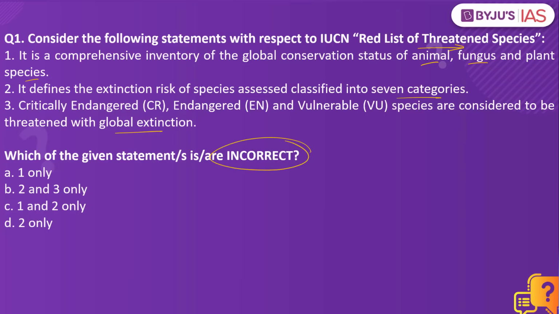Since it is asking for the incorrect statement, the answer to this is D, which means only the second statement is wrong. So what is this IUCN Red List of Threatened Species? This is a repository. This is a registry. It will be an inventory where it will have the global conservation status of plant and animal species. And this has a classification which is classified into 9 categories and not into 7 categories. Since there are about 9 categories, the second option will go wrong and the third option once again is right. So the answer to this would be 2 only.